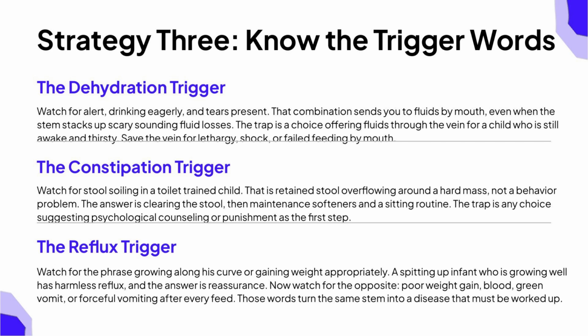The trap is any choice suggesting counseling or punishment. Third, the reflux trigger. Watch for growing along his curve or gaining weight appropriately. A spitting up infant who is growing well has harmless reflux, and the answer is reassurance. Now watch for the opposite words: poor weight gain, blood, green vomit, or forceful vomiting after every feed. Those words turn that same stem into a real disease that demands a workup.